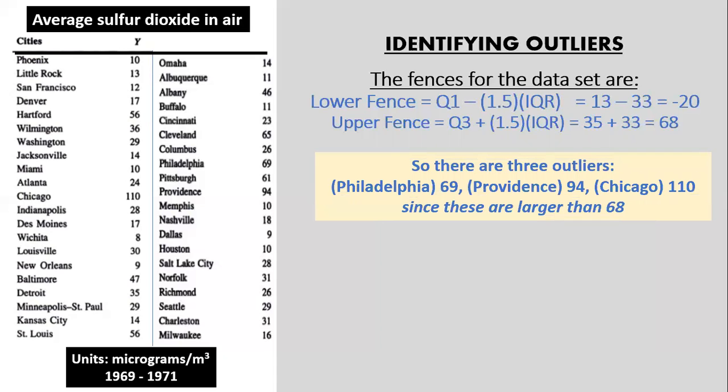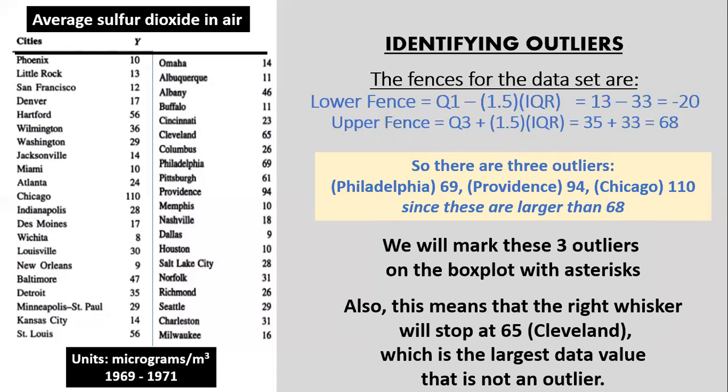Philadelphia, which had a value of 69, Providence, which had a value of 94, and Chicago, which had a value of 110. All of those are larger than the upper fence of 68. So each one of them is considered to be an outlier. That's going to be significant for creating our box plot. We're going to mark those 3 outliers on the box plot with asterisks.